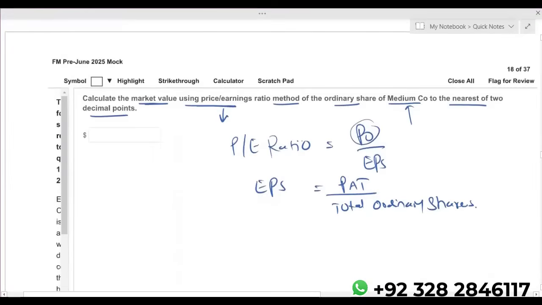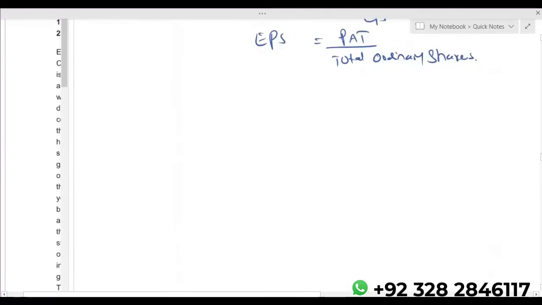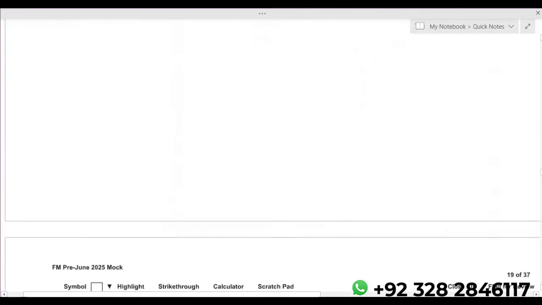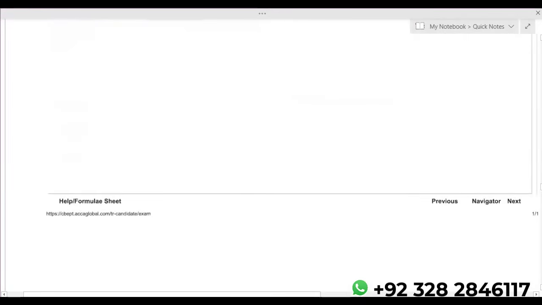So simply, to the nearest two decimal places, 8.5, or you can make it 8.50. Let's go ahead. What is the next requirement?